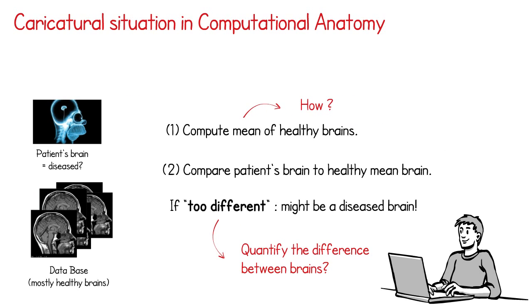In this video, we see how the Lie group theory arises from this problem. Particularly, we compare the different options you have to compute the mean of brains. The quantification of the difference between brains will naturally arise in the framework.